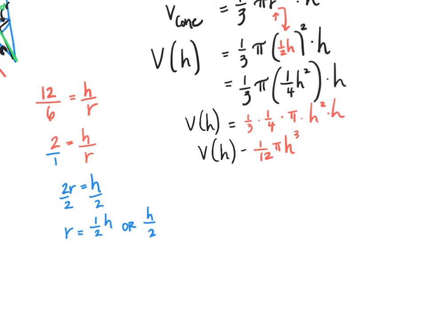So here's my function. V of h equals 1/12 pi h to the third, and I have written what I'm supposed to in terms of h.